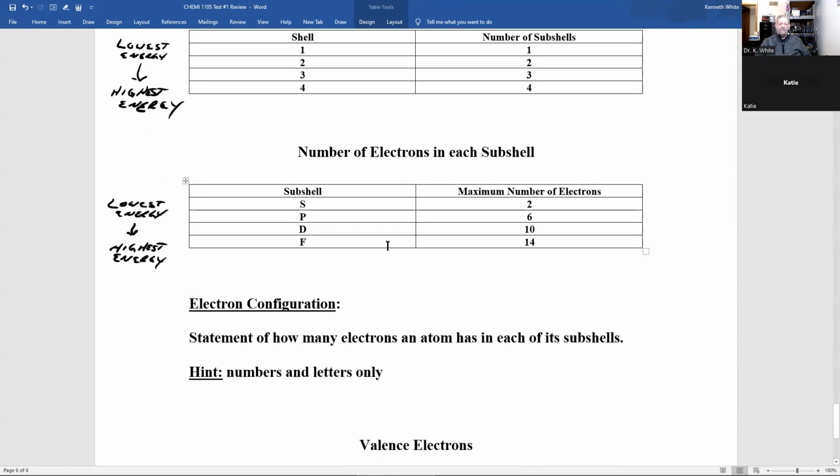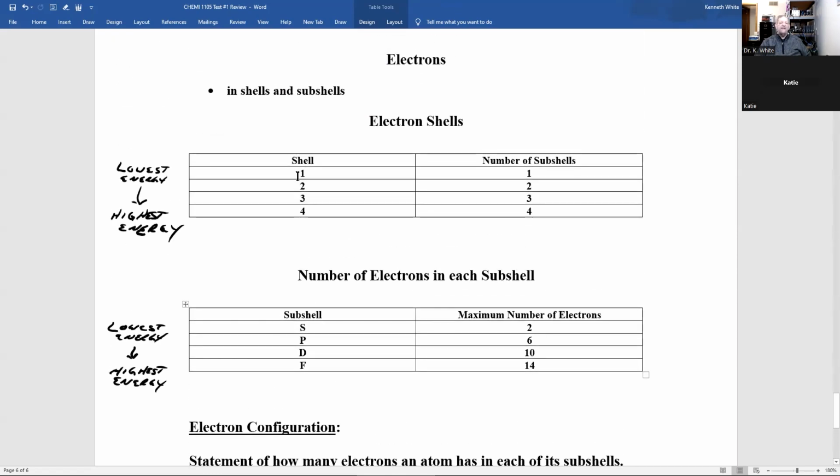And here, we always fill the lowest shell and subshell. And remember, a subshell name is a number and a letter. And the first subshell is 1s.